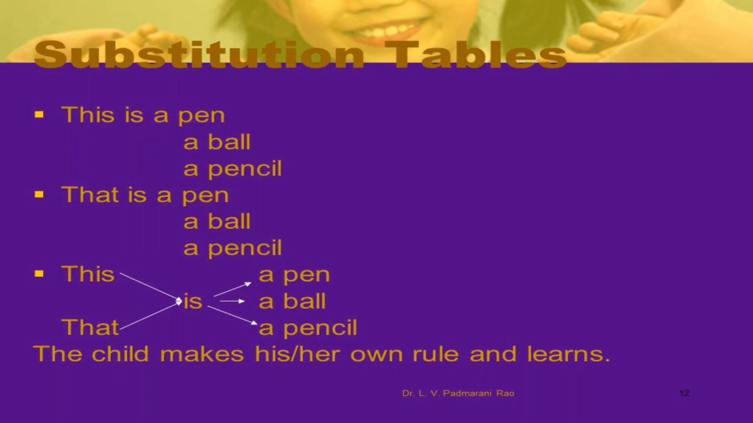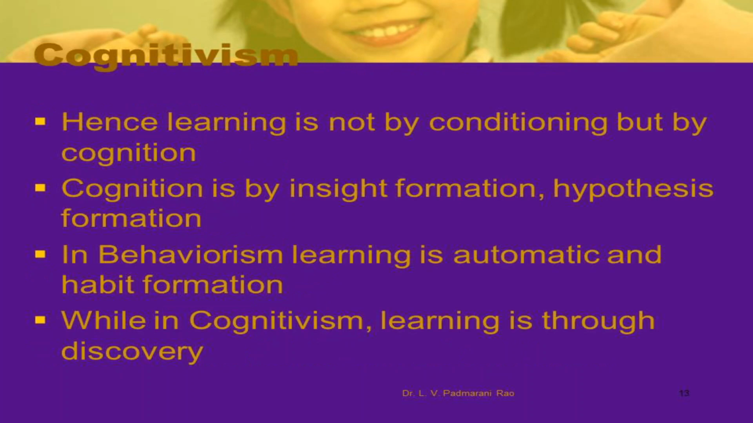Each and every utterance is to be learned from the external stimulus, is what behaviorism believes. Whereas cognitivism believes in making up the rule of whatever has been learned and applying the rule to new situations as well. It's problem solving with the help of the trial and error method that the child picks up the language, which is more interesting and appropriate. Hence, the learning is not by conditioning, it is by cognition. Cognition is understanding. Conditioning is only practice. Cognition is by insight formation and hypothesis formation.